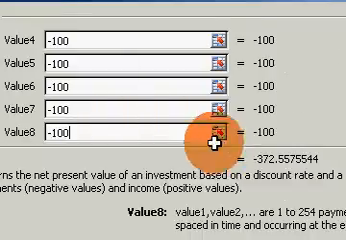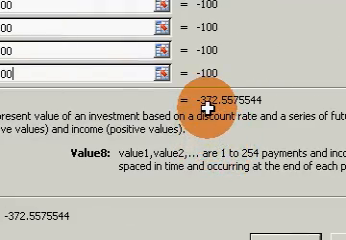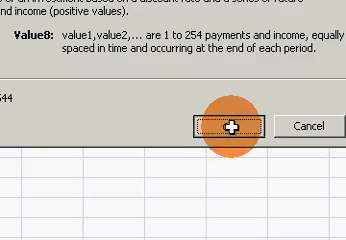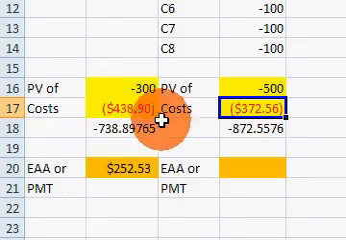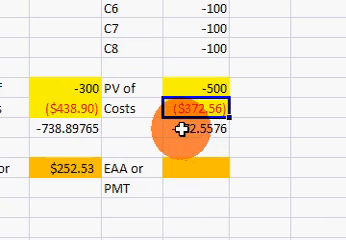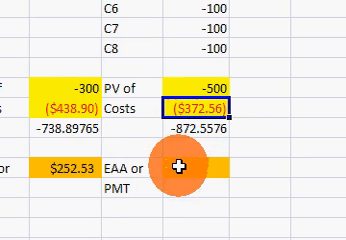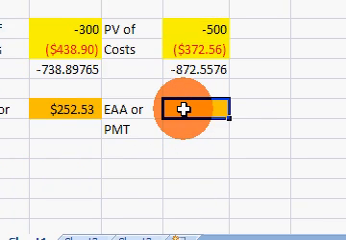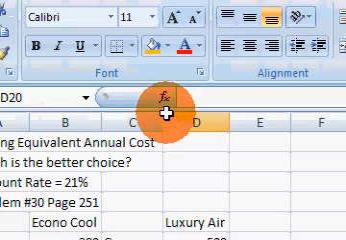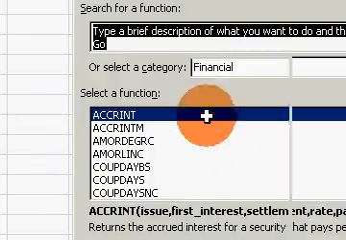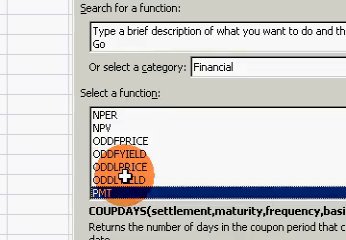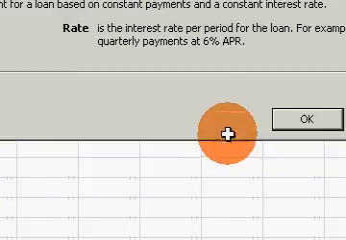Okay, so we find out the present value is negative $372.55. I'm going to hit OK there. When I sum up my present value of the cost, I get $872.55. Then the last thing I'm going to do is the payment function again. So go back to f of x. Under financial, we're going to find payment. I'm going to hit OK.